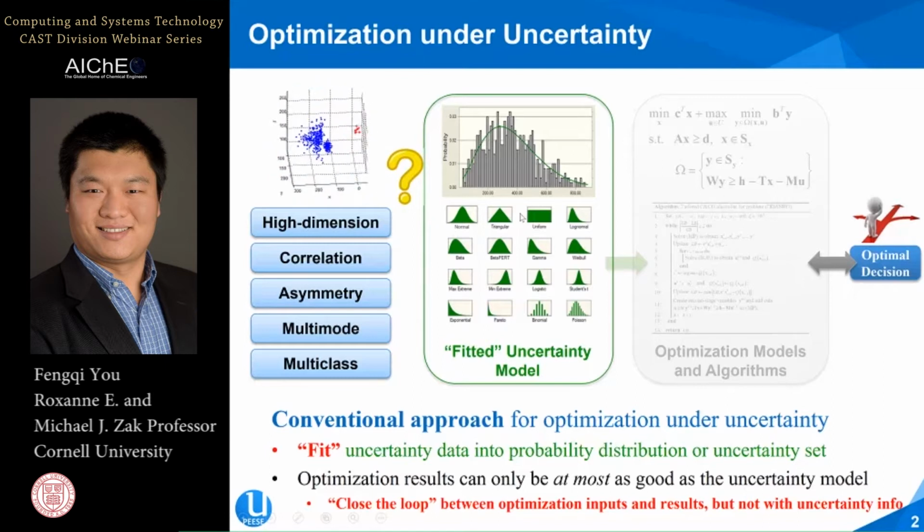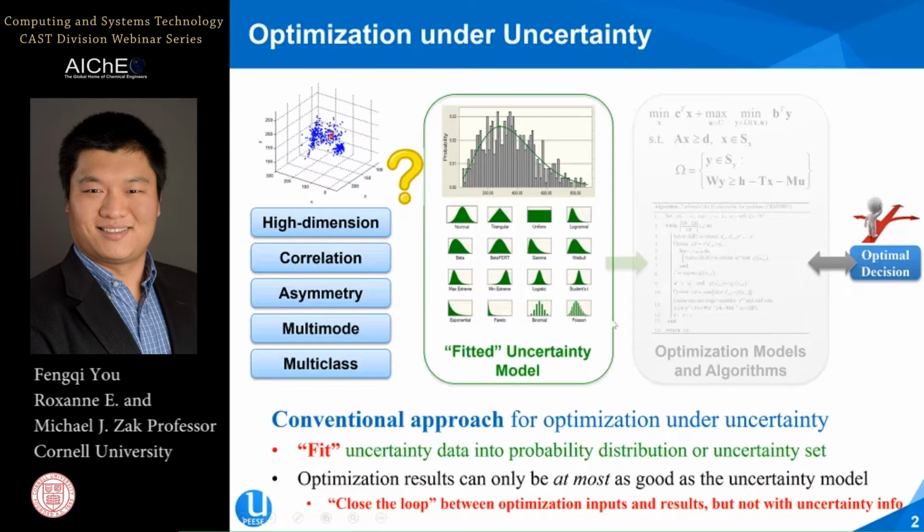With very messy or complicated data, if you still use the conventional approach to fit this kind of uncertainty model, the fitting error could be sufficiently large in certain cases. It really causes an issue because even if you solve the problem to a 0% global optimality gap, the optimum only corresponds to the fitted uncertainty model, not to the true uncertainty information.